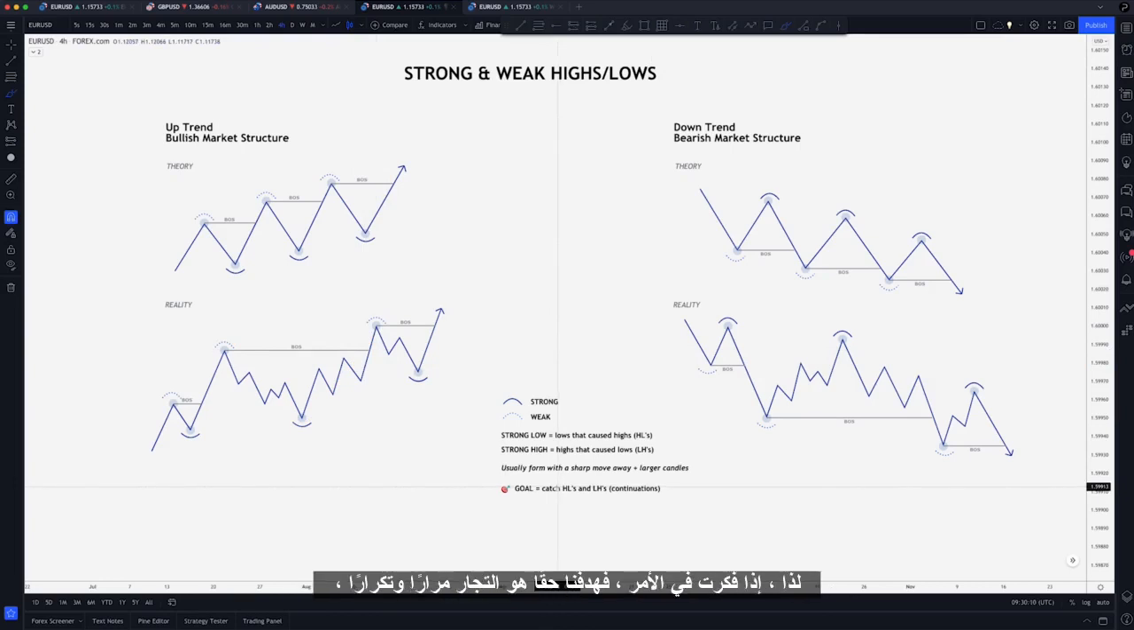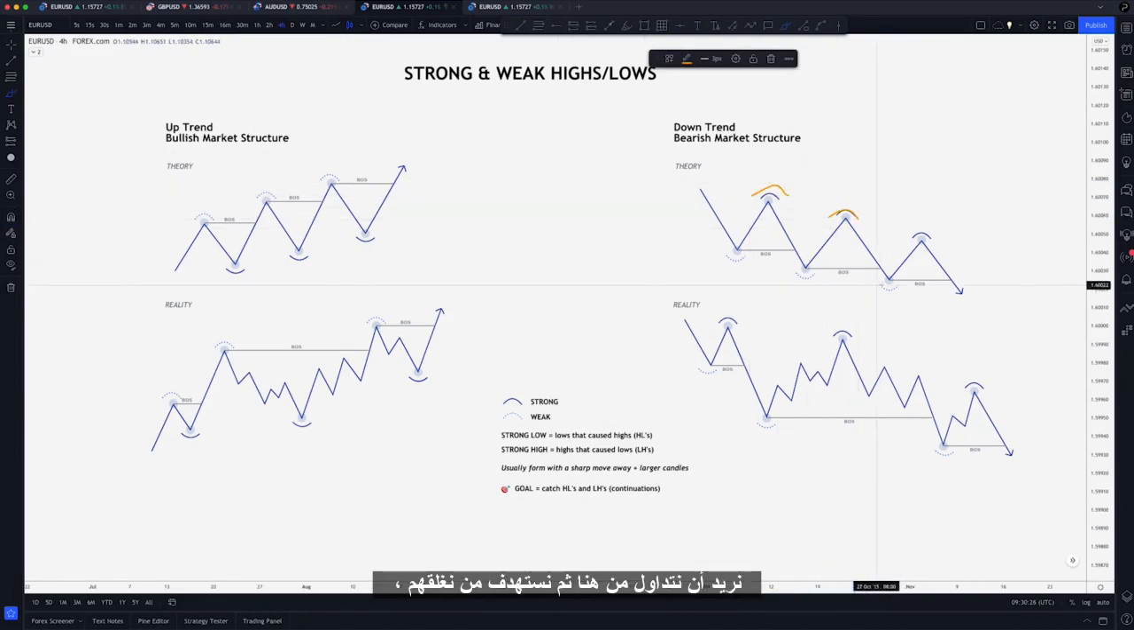So if you think about it, really our goal as traders, if we're trying to trade those easy trades, trade those continuations, our goal is to catch higher lows in a bullish market, right? We want to catch all of these strong lows, and we want to catch lower highs in a bearish market, right? We want to be trading from here and then targeting those weak lows, right? That's the simplest way to think about it.